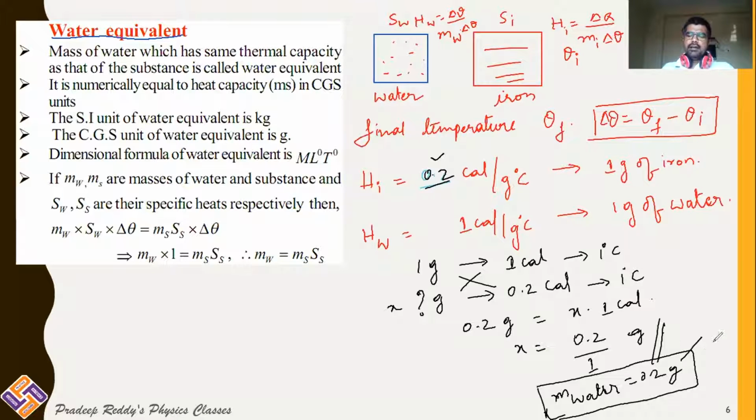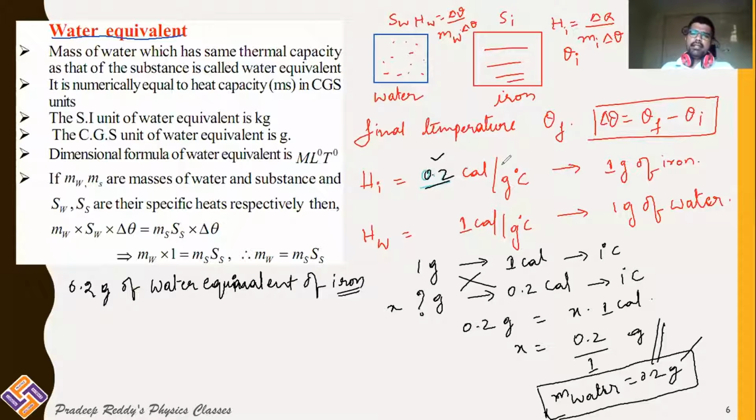This is called the water equivalent of iron. Now 0.2 gram is the water equivalent of iron. So how much iron are you considering? 1 gram of iron. For 1 gram of iron, the water equivalent is 0.2 gram.